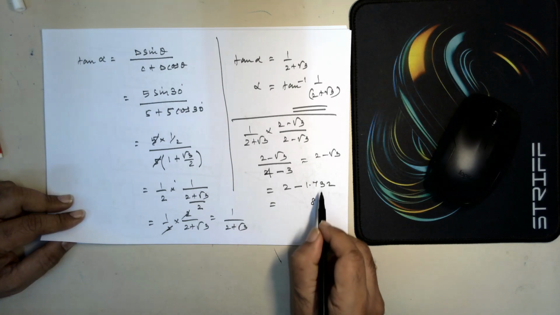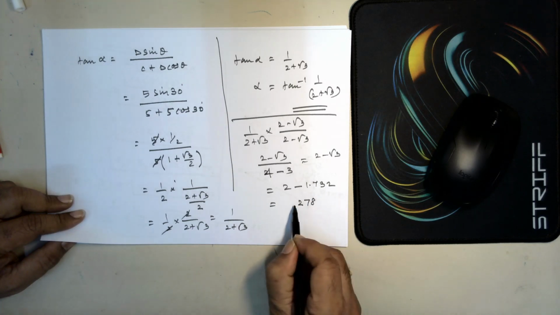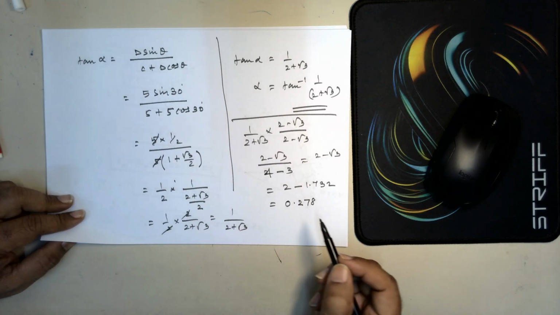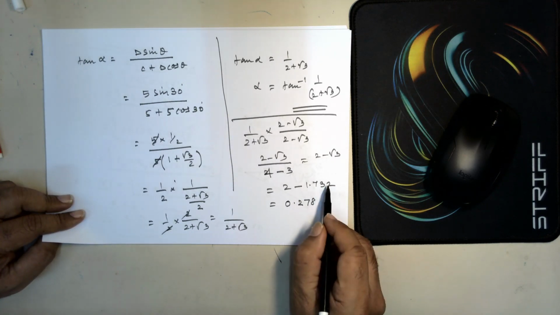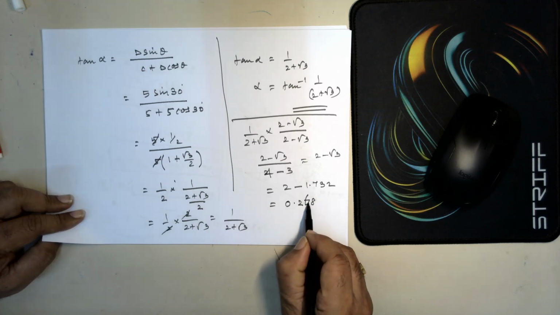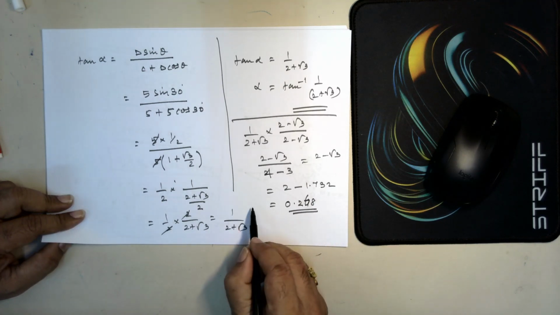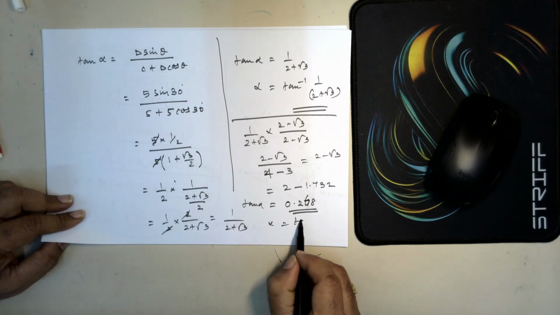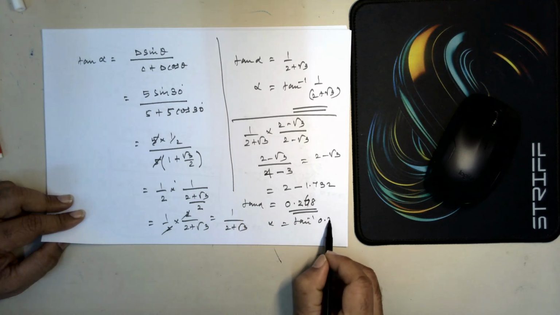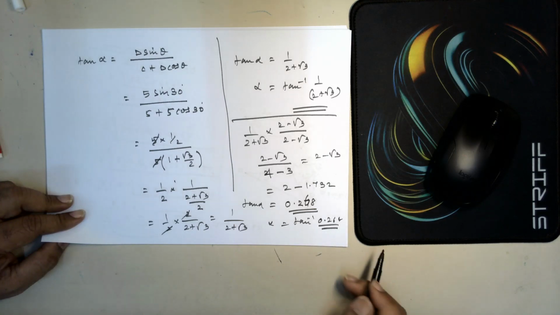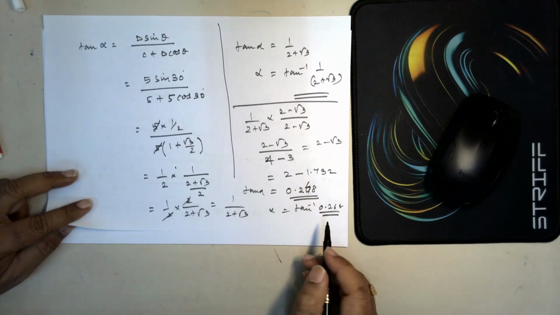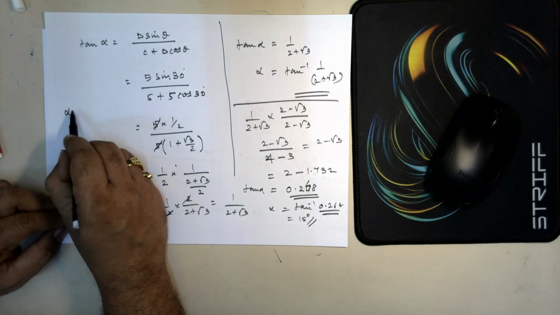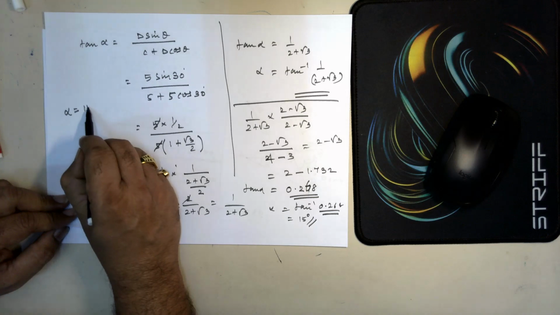So therefore you can subtract: 10 minus 2, 8, 7, 2, then 0. So it means 0.2, am I right? 27 or 26? 26. So 0.268. This is tan alpha, and alpha is equal to tan inverse of 0.268. Okay. And you can find out the value from the table, and that is found to be 15 degree. So we have found out alpha, that is 15 degree.